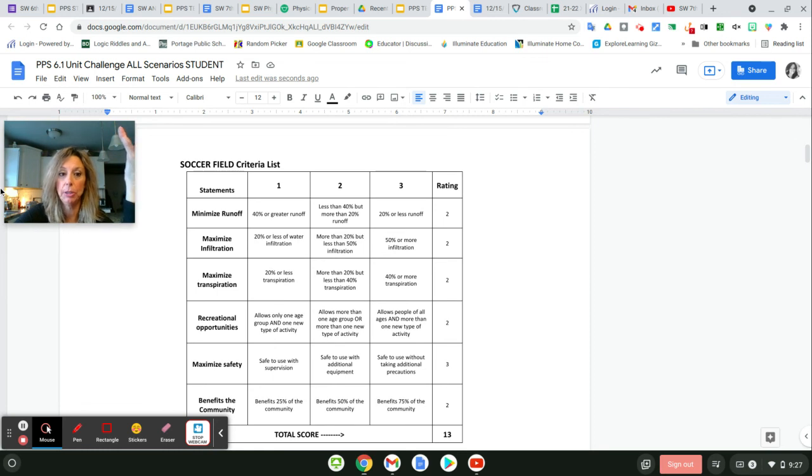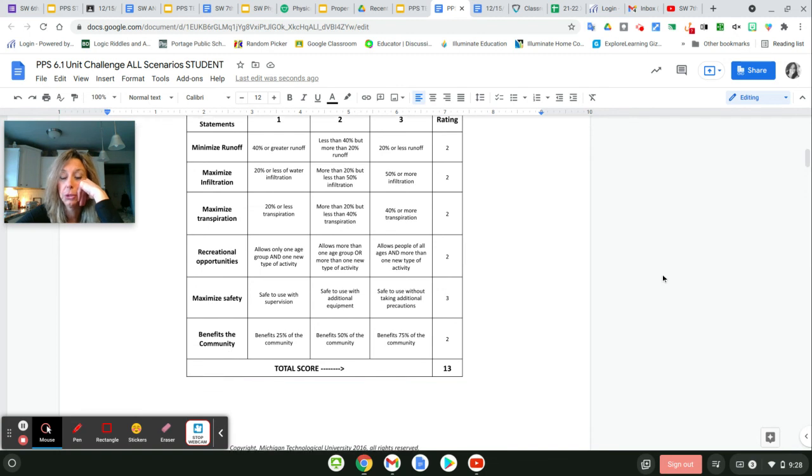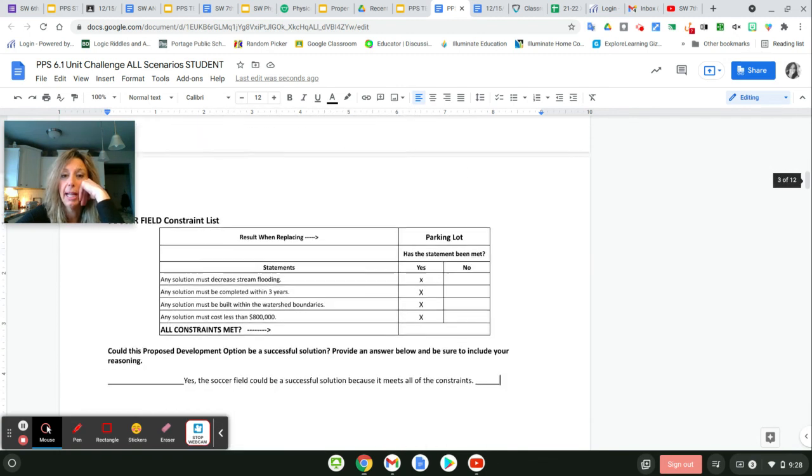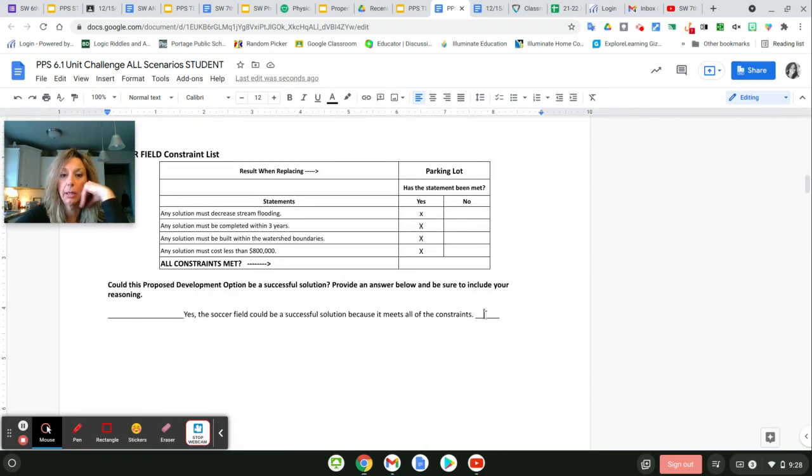Maximum for criteria would be, let's see, how many categories are there? 1, 2, 3, 4, 5, 6. What's 6 times 3? Because 3 would be the highest rating. That's 18. So it has a score of 13 out of 18. I'm going to add that here. So criteria score is 13 out of 18.